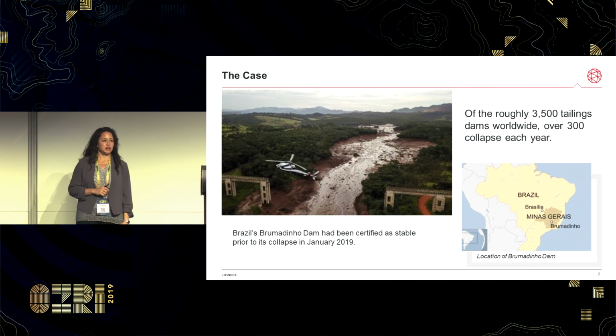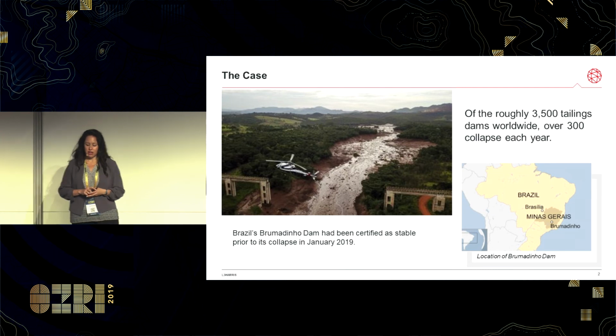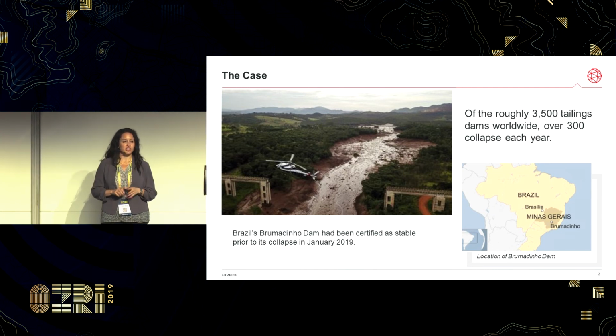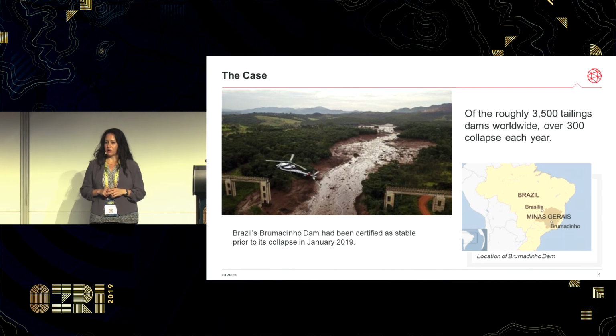This is where the large Brumadinho dam had a very catastrophic failure in January of 2019. This dam was certified as actually being stable prior to the collapse. That is very important as we consider how we can use the different technologies available to us to understand how to monitor this type of critical infrastructure.